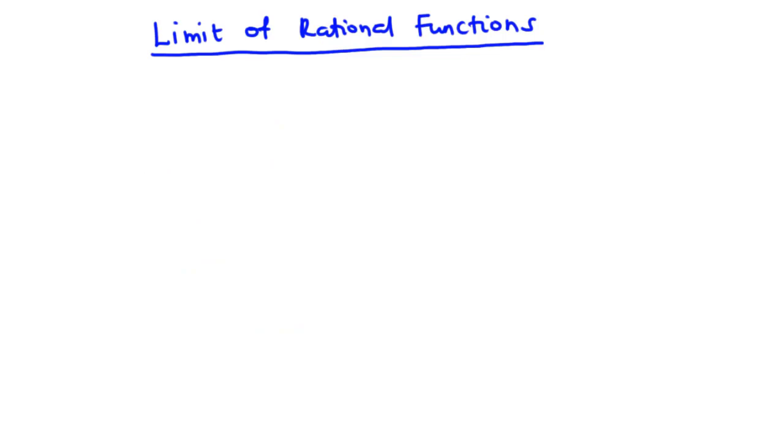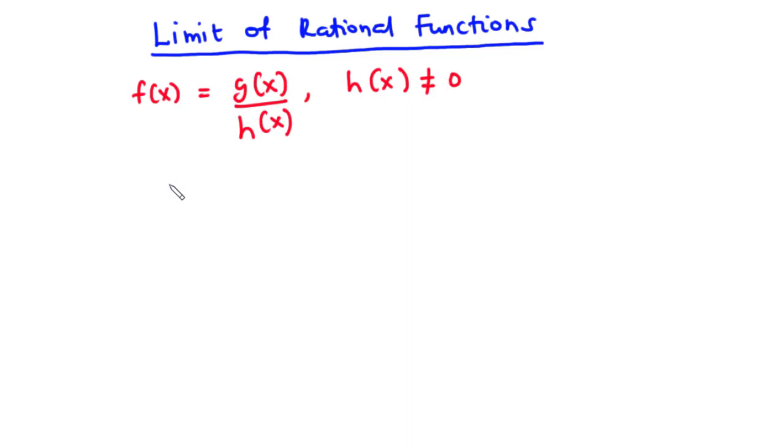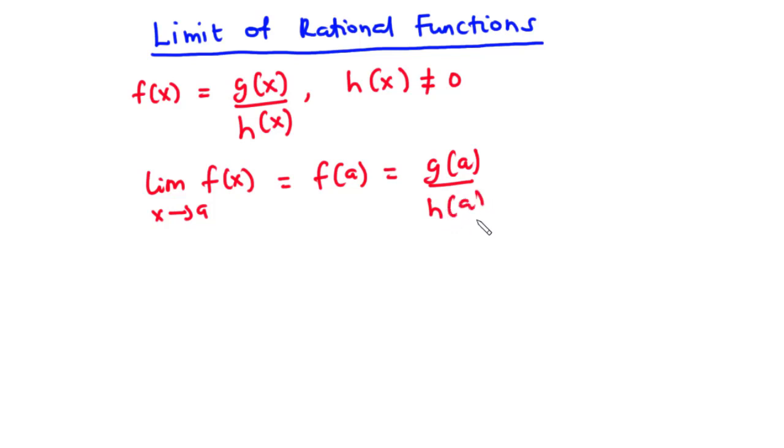Now let's look at how to find the limit of rational functions. Now a function f of x is said to be rational if f of x is equal to g of x divided by h of x such that h of x is not equal to 0. Now the limit as x approaches e is given by the limit of f of x as x approaches e is equal to f of e, and that's also equal to g of e divided by h of e.